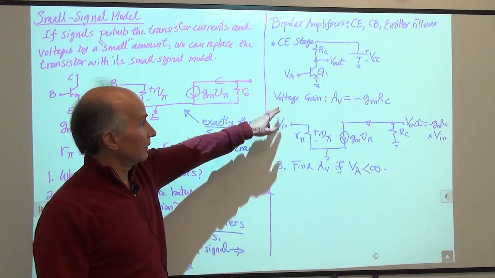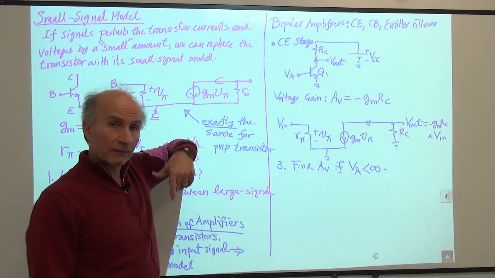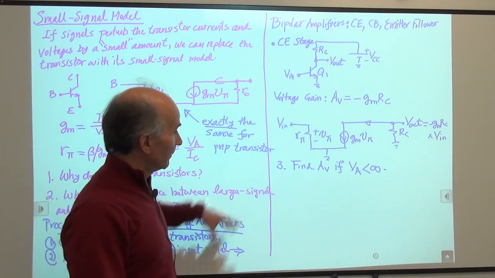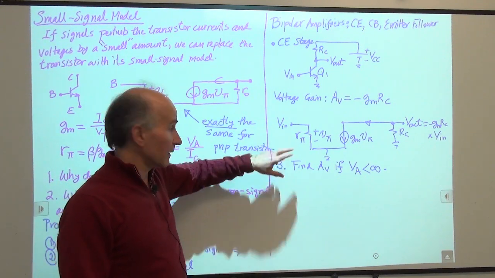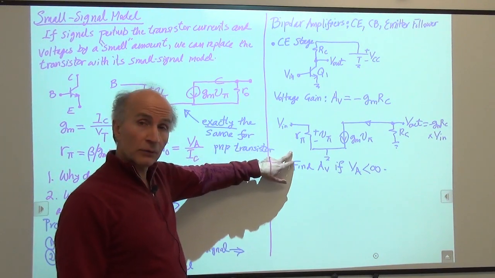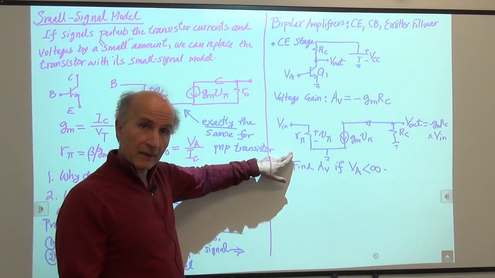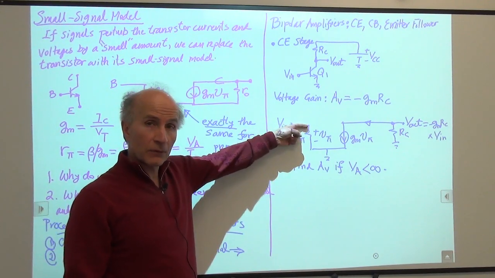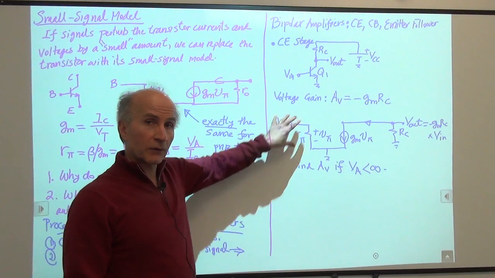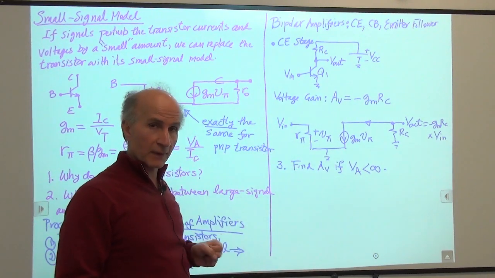Okay, so we found the voltage gain of the circuit. Let's go ahead and find this input impedance. The input impedance can be obtained in the general case by connecting a voltage source from here to ground. You can call it V in or Vx, and find the current that flows through that voltage source, divide that voltage by that current, that gives us the input resistance.